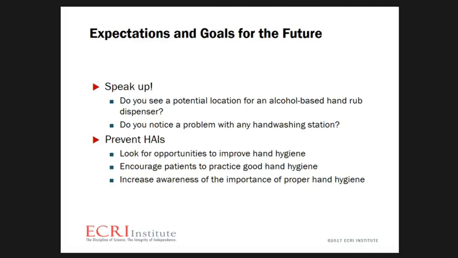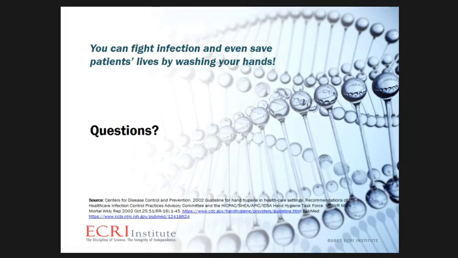The expectations and the goals for our future is to speak up. Do you see a potential location for an alcohol-based hand rub dispenser, or do you notice a problem with our hand washing station? Prevent the HAIs. Look for opportunities to improve hand hygiene. Encourage patients to practice good hand hygiene and increase awareness of the importance of proper hand hygiene. You can fight infection and even save patients' lives by just washing your hands.